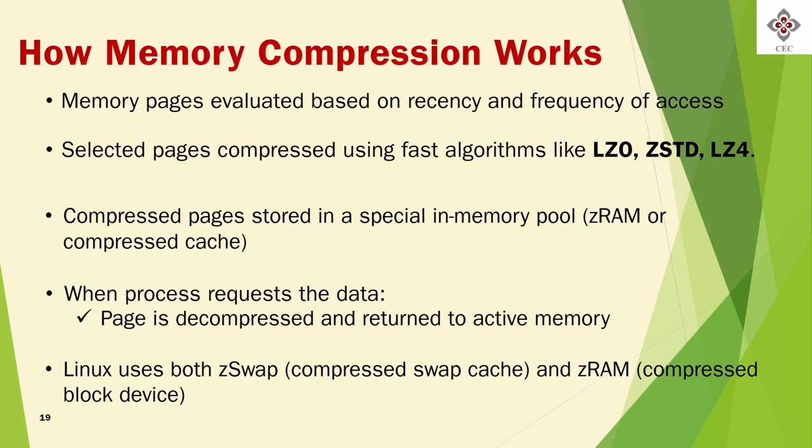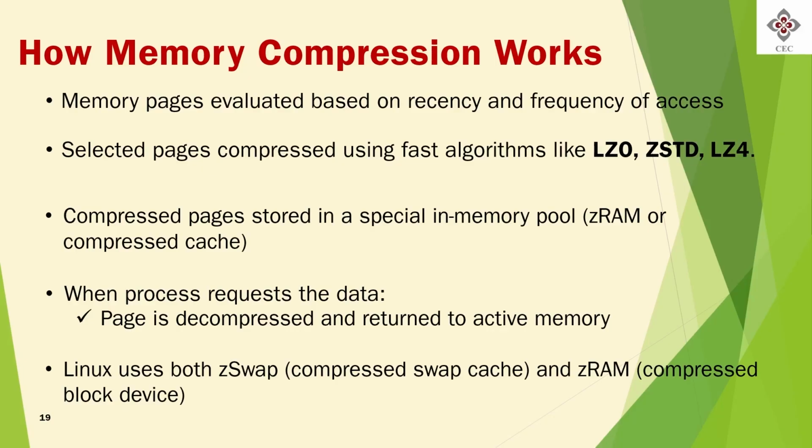So, unused pages will be compressed and put aside. We use various fast algorithms like LZO, Zstandard, and LZ4, which are fast compression algorithms. These algorithms have criteria: how fast they compress and decompress, and how much they compress. This is the major criteria, and based on these criteria we have to decide which one to use. These are all much faster algorithms.